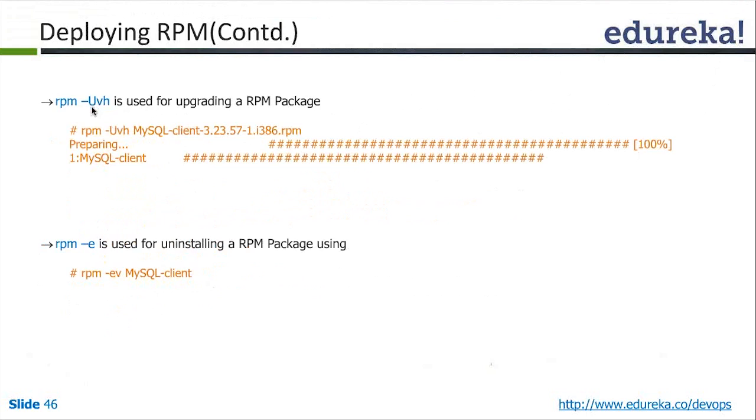So instead of -ivh, you could also use -uvh. -uvh says that if the file is not there, install it. If the file is there, update it. And if you want to do an uninstall, we use rpm -e.